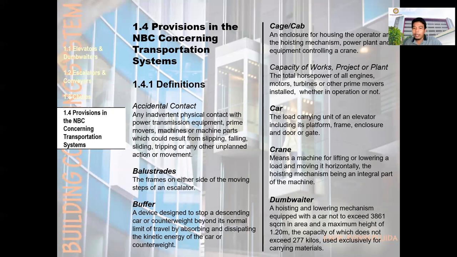Next, we have crane, means a machine for lifting or lowering a load and moving it horizontally, with the hoisting mechanism being an integral part of the machine. Next, we have the dumbwaiter. So a hoisting and lowering mechanism equipped with a car not exceeding 3,861 square centimeters in area and a maximum height of 1.2 meters, the capacity of which does not exceed 277 kilos, used exclusively for carrying materials or maybe food transport.